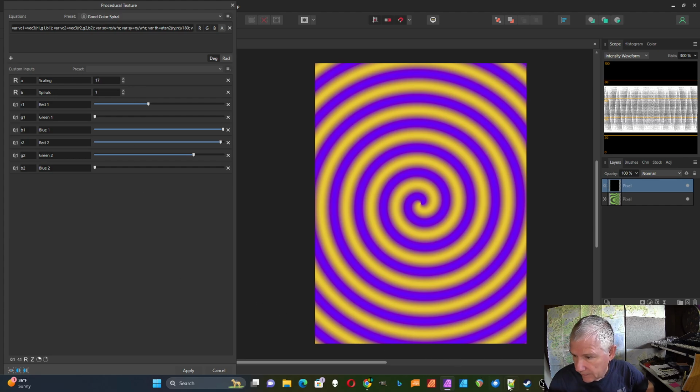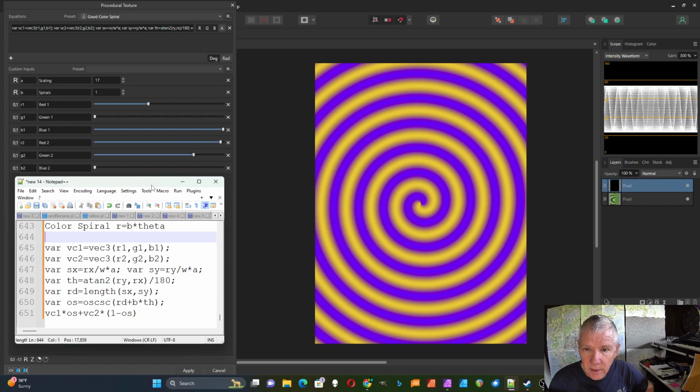Okay, so for the equation, I worked on this for a while trying to figure out how to do this. So this is an Archimedean spiral. It has a basic formula: the radius is equal to some constant times theta, the angle. So I set up my two color vectors, VC1 and VC2. I set up my two coordinates, SX and SY, scaled by divide by W times A.